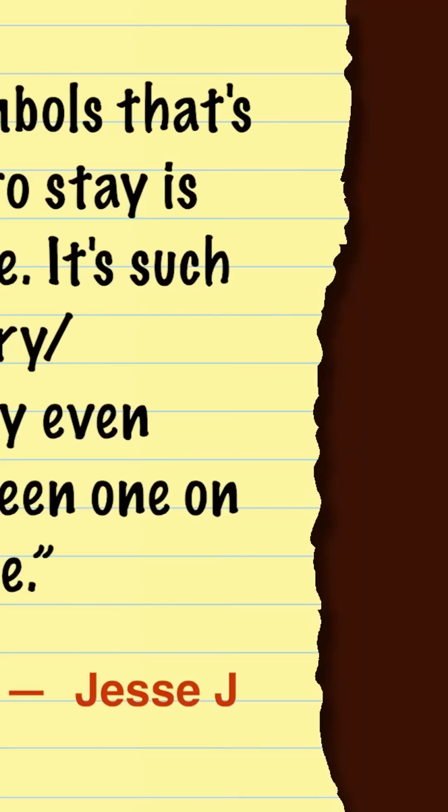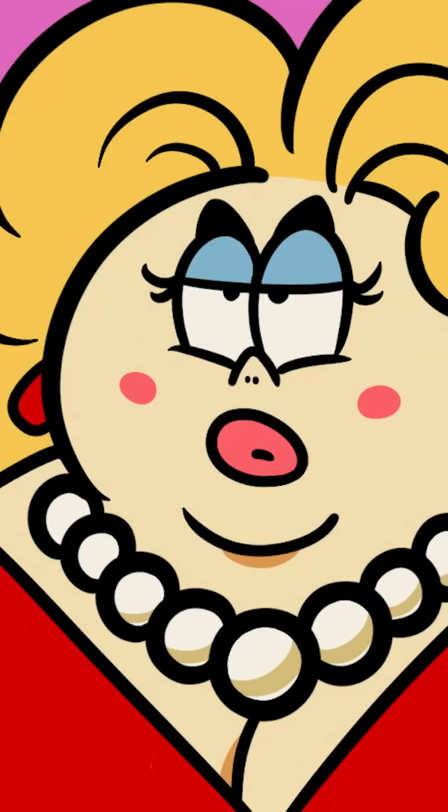Here is another good example of a kind of romantic, sentimental anachronism from my friend Jesse J, who says, "One of those symbols that's just kind of here to stay is the pearl necklace. It's such a symbol of jewelry slash beauty slash femininity, even though I haven't seen one on a person in a while." And I agree, it is certainly very hard to imagine a cartoon of a stereotypically glamorous lady and having her wearing anything but a pearl necklace.